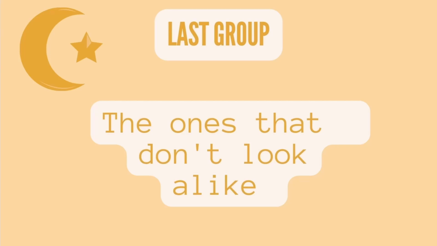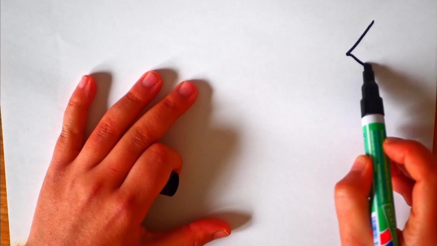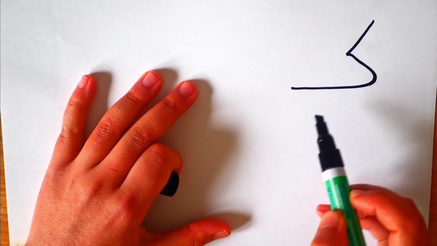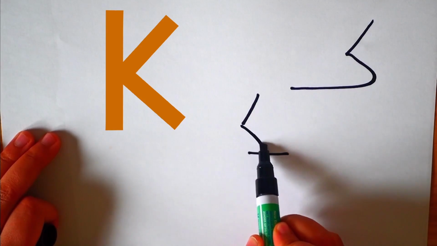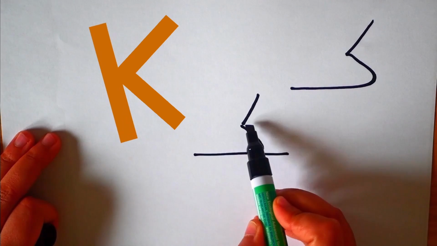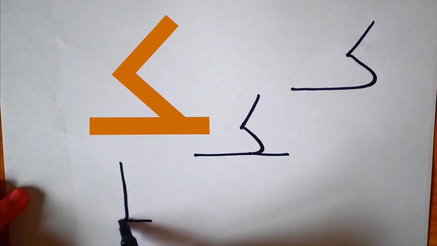And finally, the last 5 letters. I put them together because they do not look like any of the letters we have seen so far, and they do not look alike either. Letter kaf. This is the typical K sound that you find in English, and it does look like a K to some extent. The main line of the letter has just changed positions and is now lying on the ground.